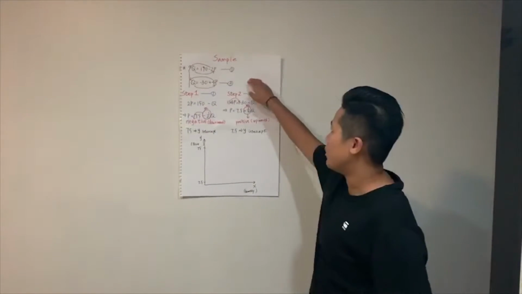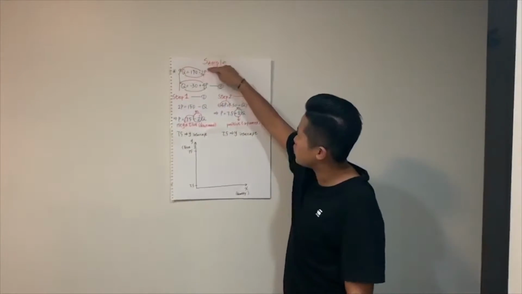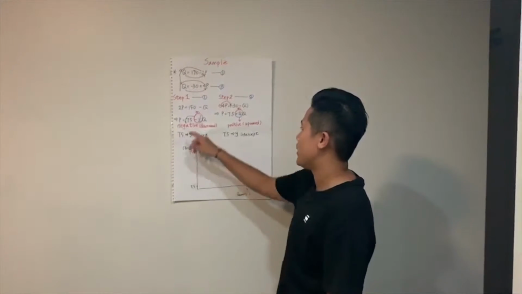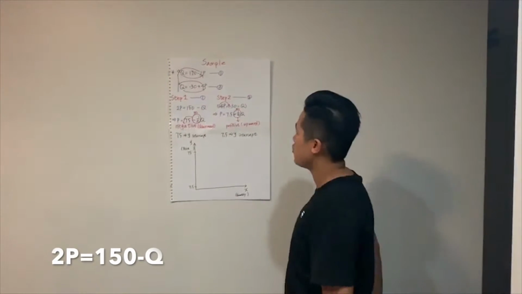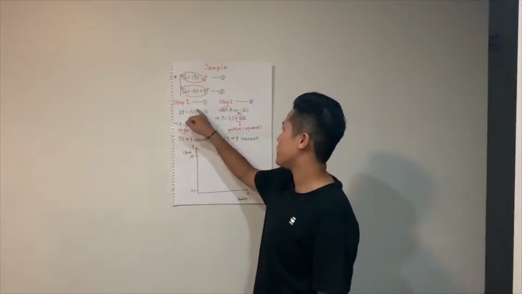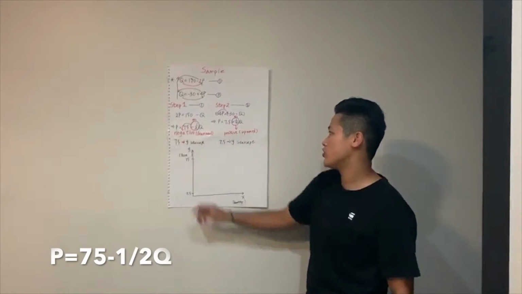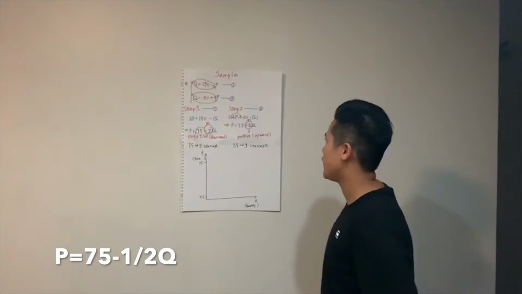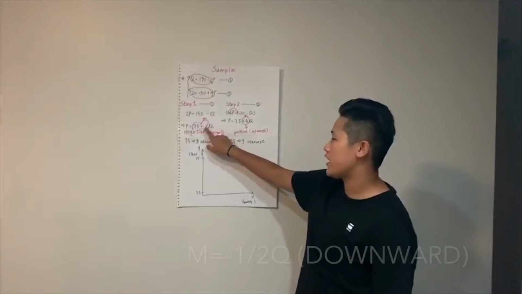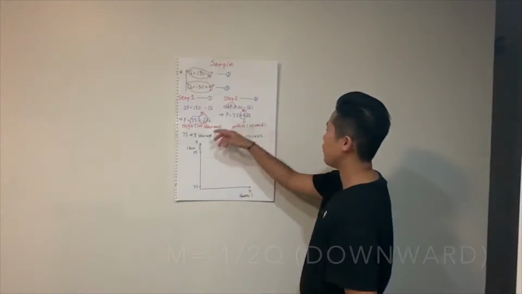Step 1, we use the first equation. We move the minus 2P to the left-hand side and the quantity to the right-hand side. So it becomes 2P equals 150 minus quantity. Then we divide by 2, and P equals 75 minus 1 divided by 2 quantity. Because it is a negative 1 divided by 2, it is a negative slope, downward.